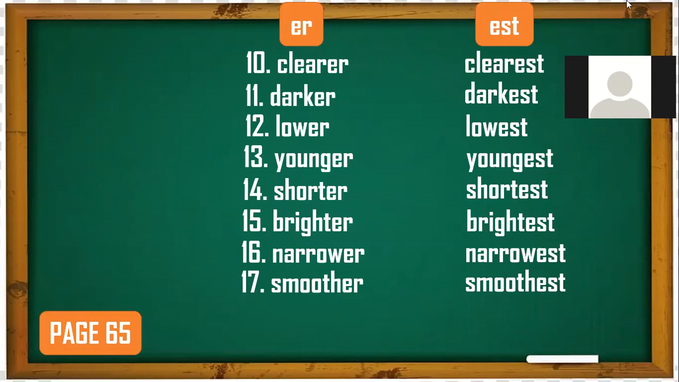Now let me check another person. Aaron. The number 18, Aaron. Dull.